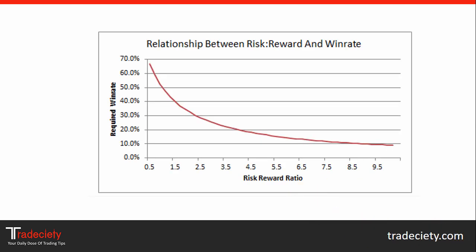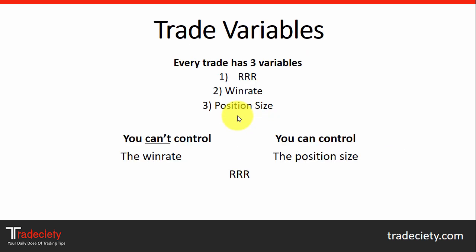Here I summarized it again for you in this graph. You can see here the required win rate on the left axis and the reward to risk ratio on the bottom. So you can see the higher the reward to risk ratio is, the smaller your win rate has to be. So now let's explore how this can help your trading a little bit more. Every trade has 3 variables.